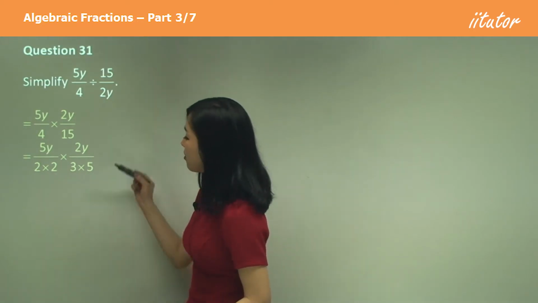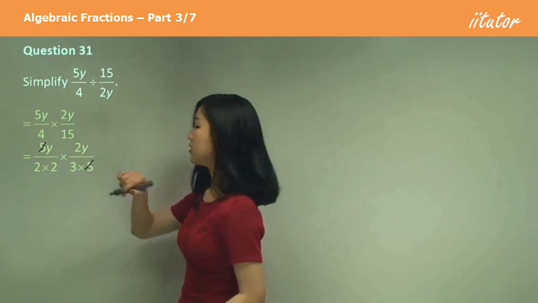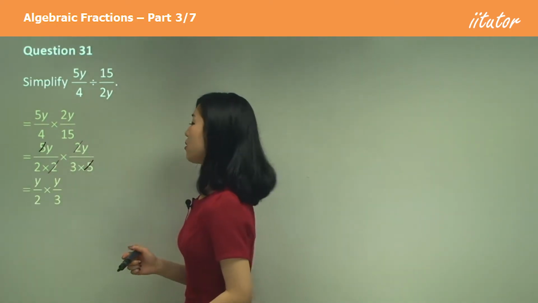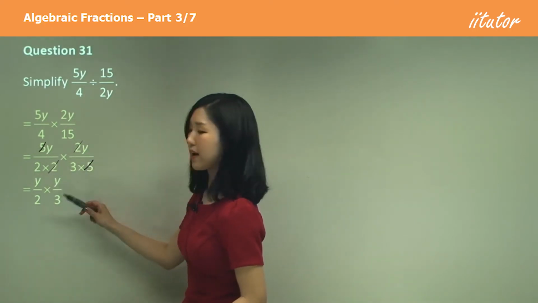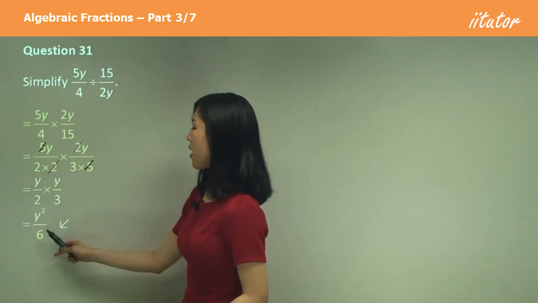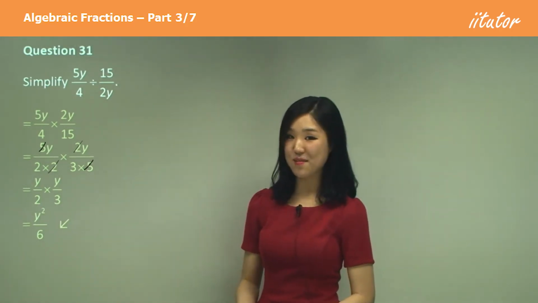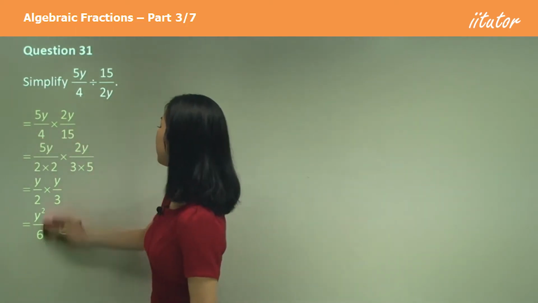Because see now, you can see that 5 and 5 we can cancel out. And we can see that 2 and 2 we can cancel out. So we just have y on 2 left times y on 3. So y times y is y squared, 2 times 3 is 6, and that's the answer. Okay, so that's what you do when you just cancel things out.